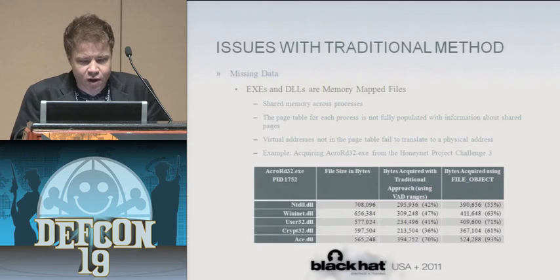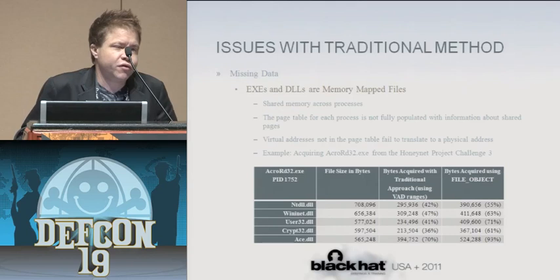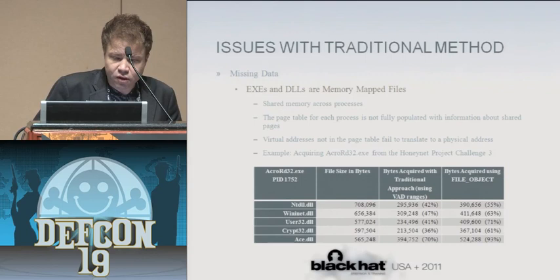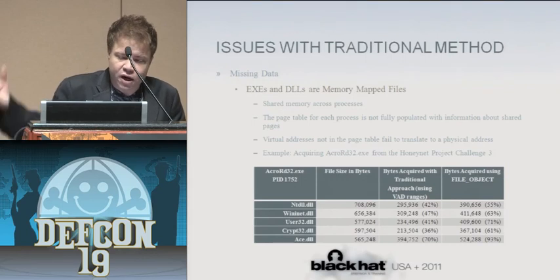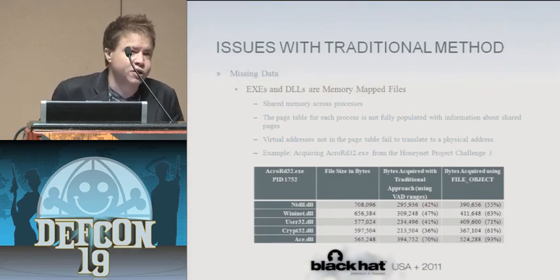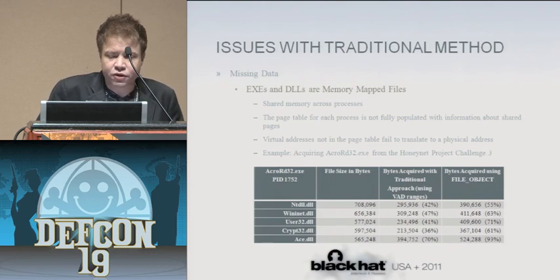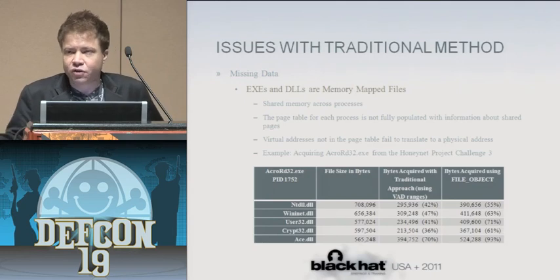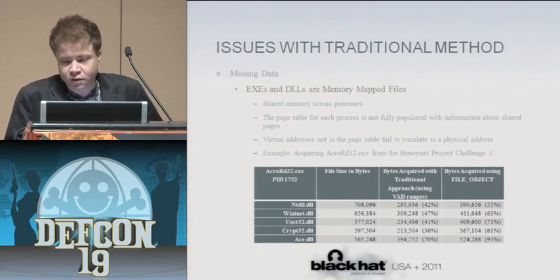And here's an example. I've taken the HoneyNet Project Challenge 3. If you're familiar with that, that was a memory image. Came out about 1.5 years ago. I acquired these files out of the memory image, and there I just chose 5 at random. And you see the file size there in the first column, and then the bytes acquired with the traditional approach. So that's using the VADs. That's a starting virtual address, ending virtual address, and using the DTB of the process to acquire it. And that's how much of the file that we could acquire.